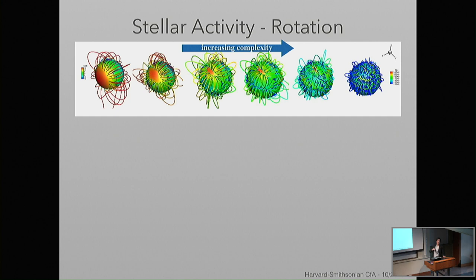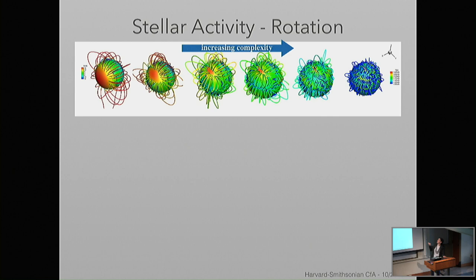So we see from the simulations that the effect of this higher complexity is closing otherwise open field lines, and therefore preventing the winds from escaping, removing angular momentum. And so if a star has higher complexity, you should expect it to spin down slower because it just cannot get rid of the angular momentum through the winds because all the field is closed like here.